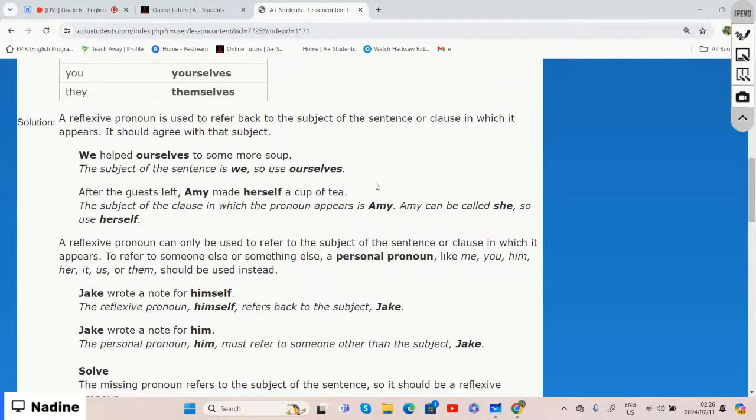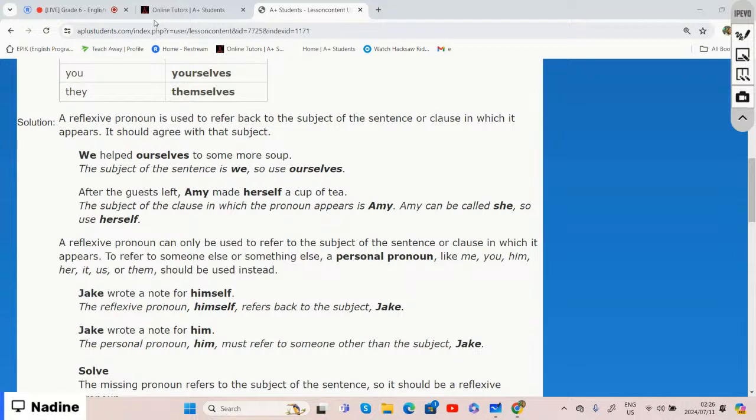And when the reflexive pronoun refers back to the subject of the sentence or the clause in which it appears, then it should agree with the subject. It should agree with that specific subject, which means that themselves needs to agree with they, especially when it refers back to they, right? And the reflexive pronoun can only be used to refer to the subject of the sentence or clause in which it appears. To refer to someone else or to something else, we call that a personal pronoun.